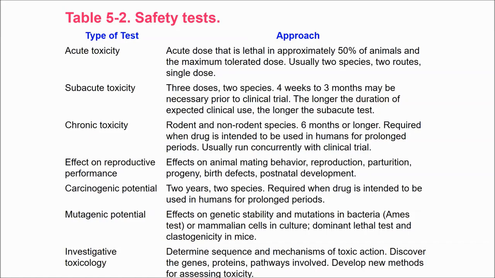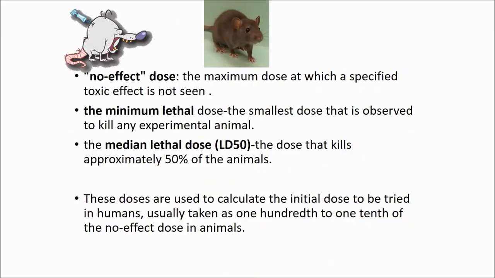So in animal studies, we need to assess the effect on genetic stability and mutations in bacterium or mammalian cell in culture, dominant lethal test and clastogenicity in mice, for example. Also, subacute toxicity, for example, 3 doses, 2 species. We take 2 different species. 4 weeks to 3 months may be necessary prior to clinical trial. The longer the duration of expected clinical use, the longer the subacute test can be detected. All these are measured in preclinical data.